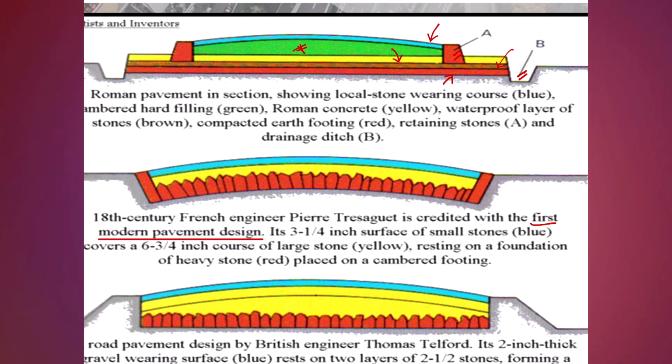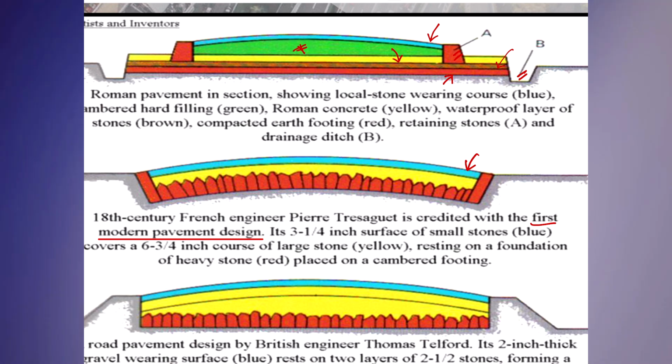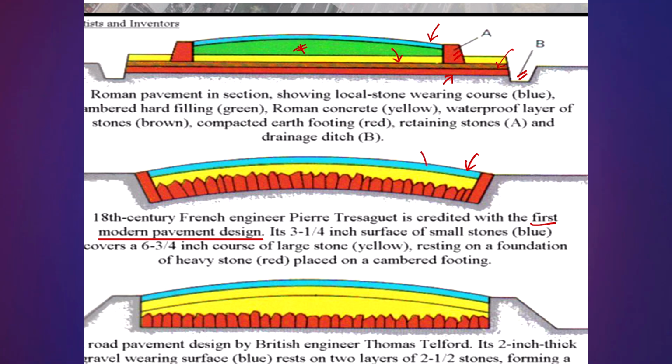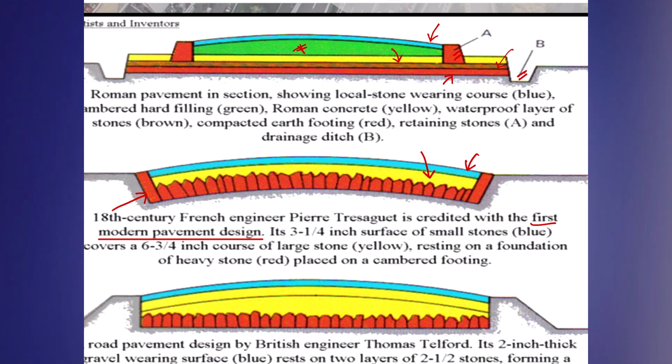Its 3 to 1/4 inch surface of small stones, which is blue in color, covers a 6 to 3/4 inch course of large stone, which is colored yellow, resting on a foundation of heavy stone placed on a cambered footing. So his idea is to camber from the subgrade above, towards above.